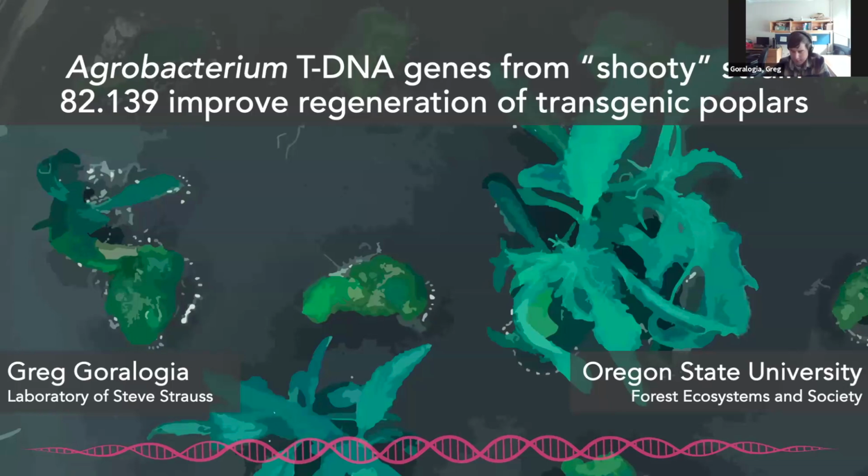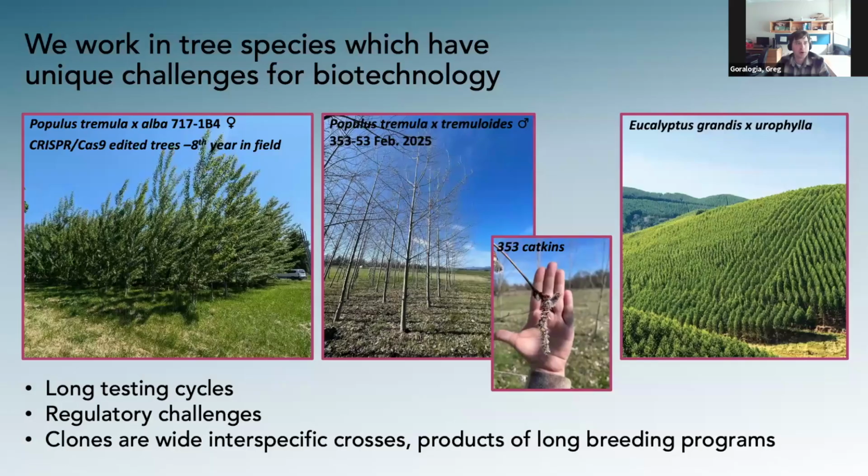So I'll talk to you about a morphogenic system that we've been using in tree species, and I'm calling from Oregon State University. We work in forest tree species, for the most part members of the genus Populus, a lot of hybrid poplars, and our stakeholders mostly care about hybrid eucalyptus.